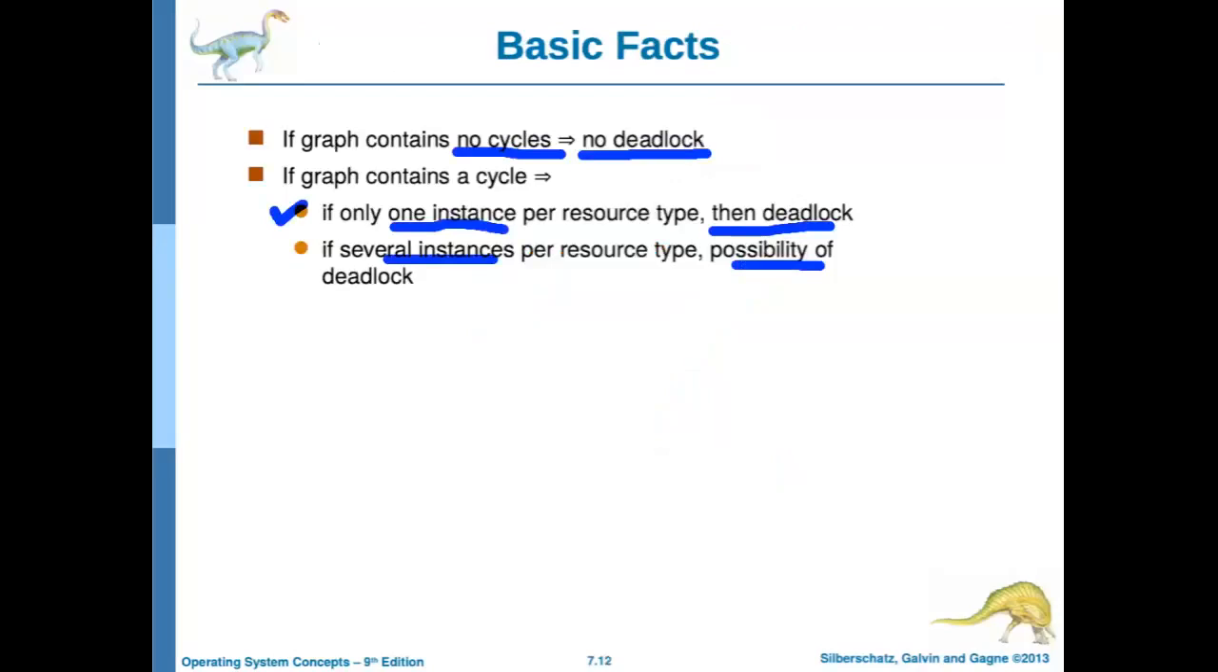Now, this is a very simple thing. If there is no cycle, there is no deadlock, irrespective of one instance or multiple instances of the same resource type. But if one instance is there and cycle is there, then definitely there is a deadlock. And if several instances are there and the cycle is there, then there could be a possibility of deadlock. We cannot say 100% yes, there will be deadlock. Okay. So there is just a possibility of the system resulting in a deadlock state.